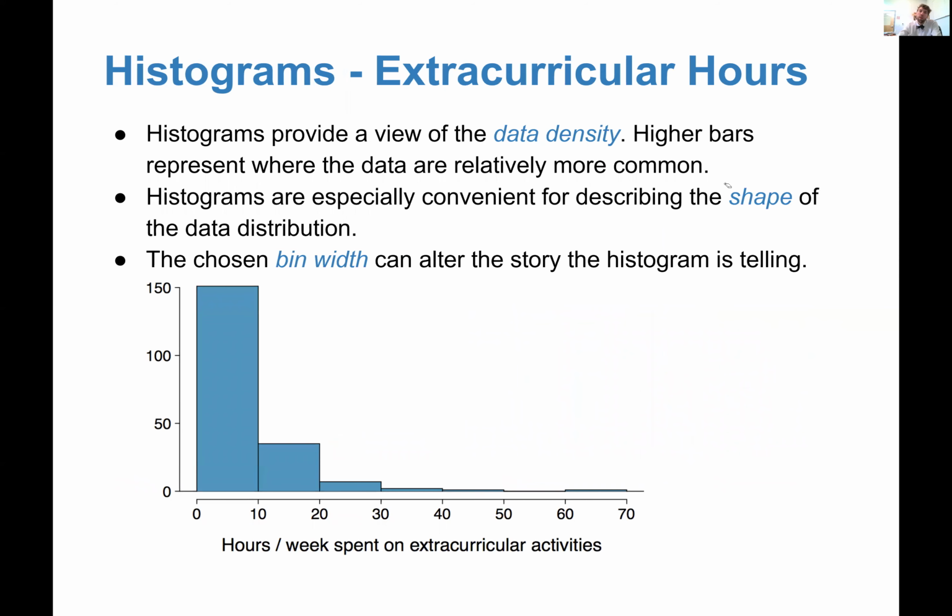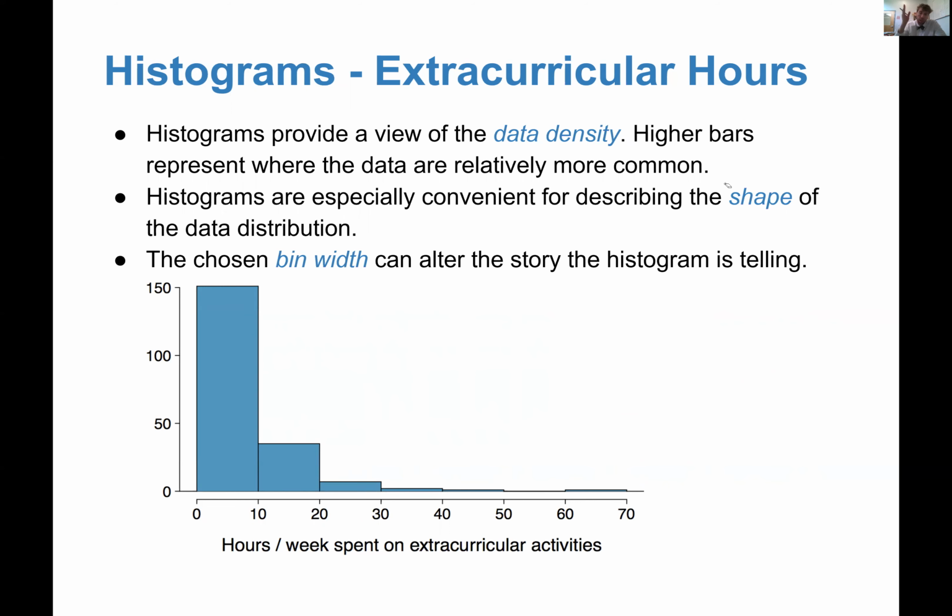Okay, histograms. A histogram shows data density, even better than a stacked dot plot. So they're convenient for describing the shape, and the bin width is arbitrary. It's something we decide. It's not a bar plot. It's like a bar plot, but it's when you have numerical data on the x-axis. A bar plot is when you have categorical data on the x-axis. So if the x-axis here was colors or names or something like that, then it would be a bar plot. But since it's numerical, it's a histogram.